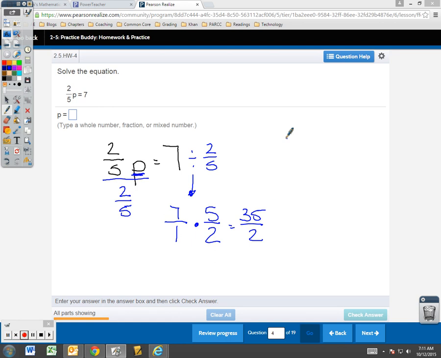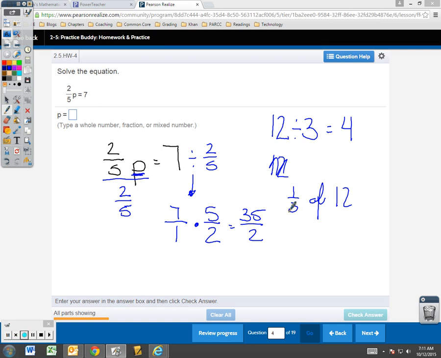Alright? Some people are like, well, I don't understand that, Mr. Jimmy. Let's take a look at this one. Let's say I had 12 divided by 3. Well, what is 12 divided by 3? 12 divided by 3 is 4. Well, what if I asked you, hey, I want 1/3 of 12? What is 1/3 of 12?